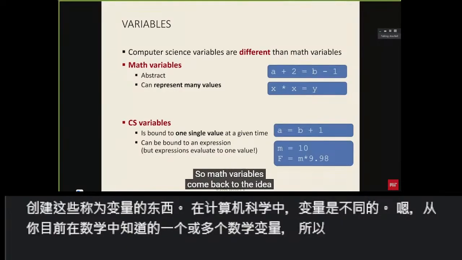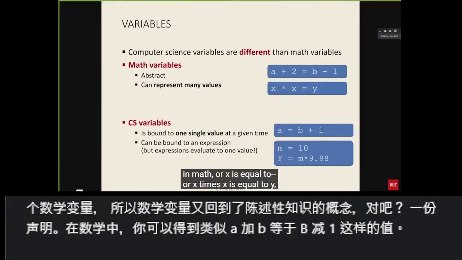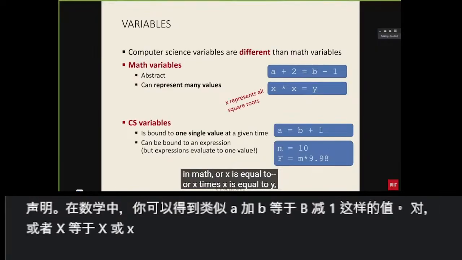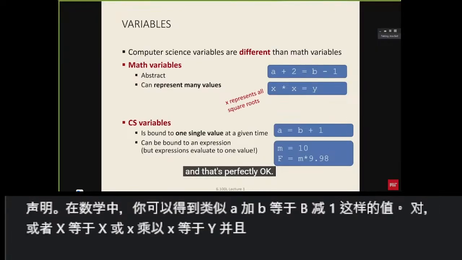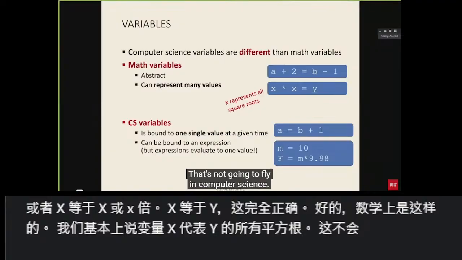So math variables come back to the idea of declarative knowledge, right? A declarative statement. You can have something like a plus b is equal to b minus 1 in math, right? Or x times x is equal to y, and that's perfectly okay, right? In math, we basically say that variable x represents all the square roots of y. That's not going to fly in computer science.